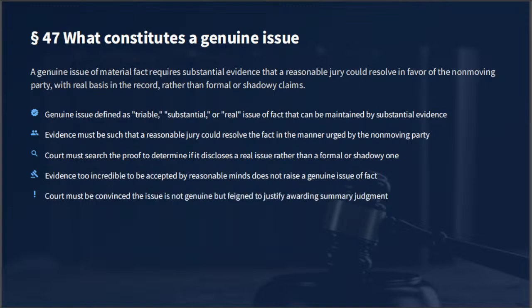It must be convinced that the issue is not genuine. So here's how we get the genuine issue. It can't be incredible. It can't be feigned to justify awarding the summary judgment. It must be triable, substantial, or real, something that could be resolved in the manner urged by the non-moving party, and we should still be able to rule in the moving party's favor if it's in fact true.